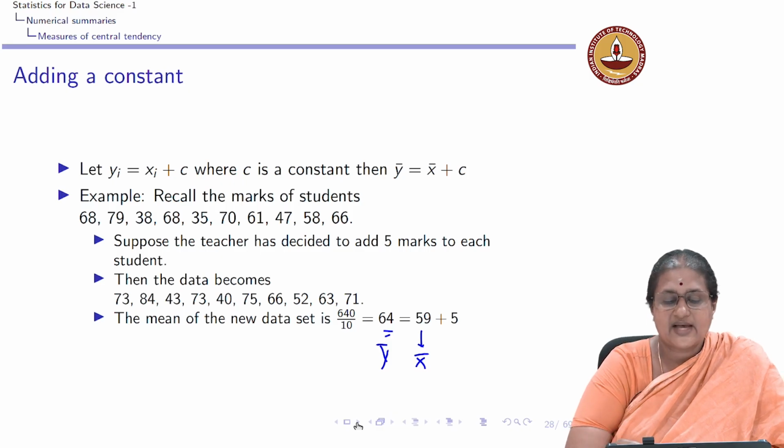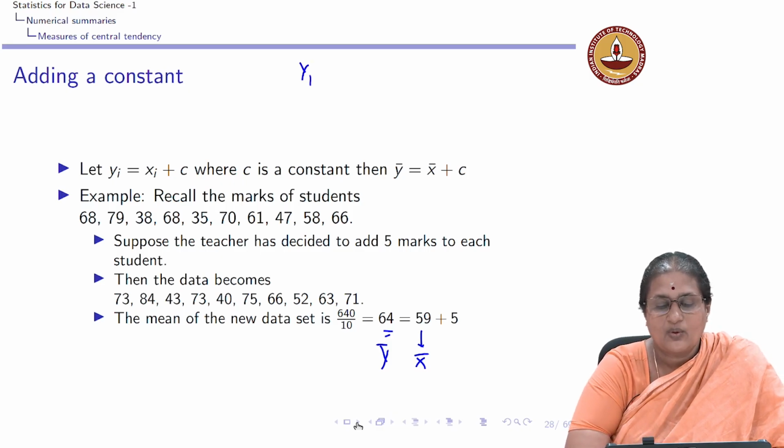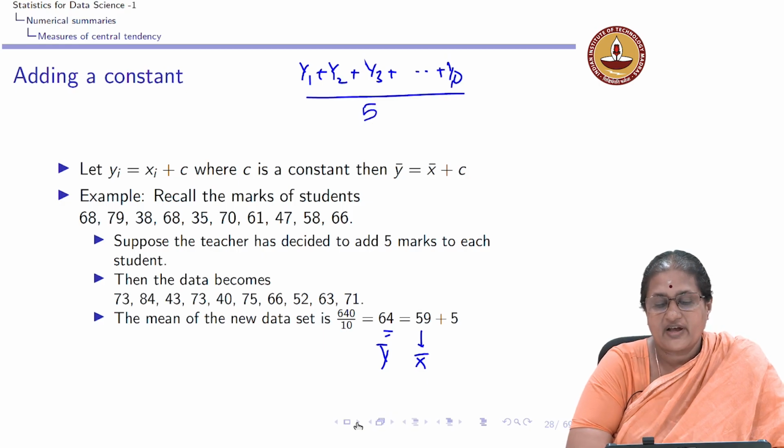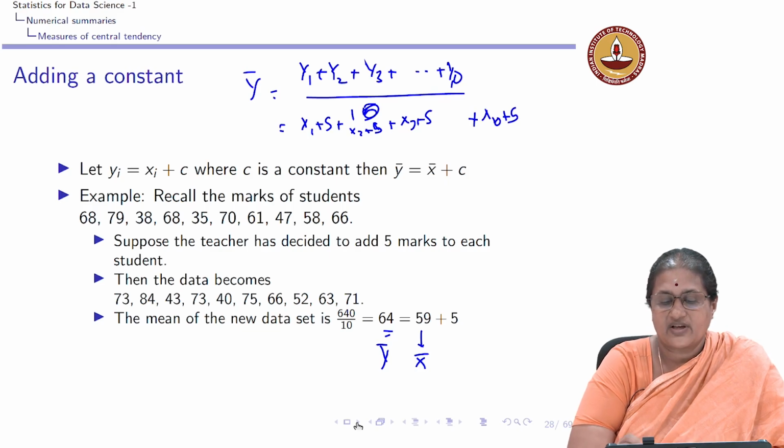So, why does this happen? I know that y1 plus y2 plus y3 up to y10, divided by 10, is my y bar. But y1 is x1 plus 5, y2 is x2 plus 5, y3 is x3 plus 5. Similarly, y10 is also x10 plus 5.